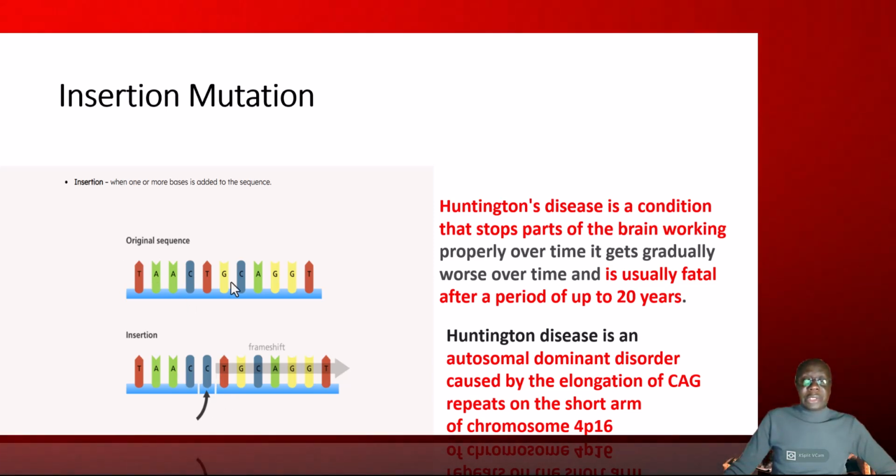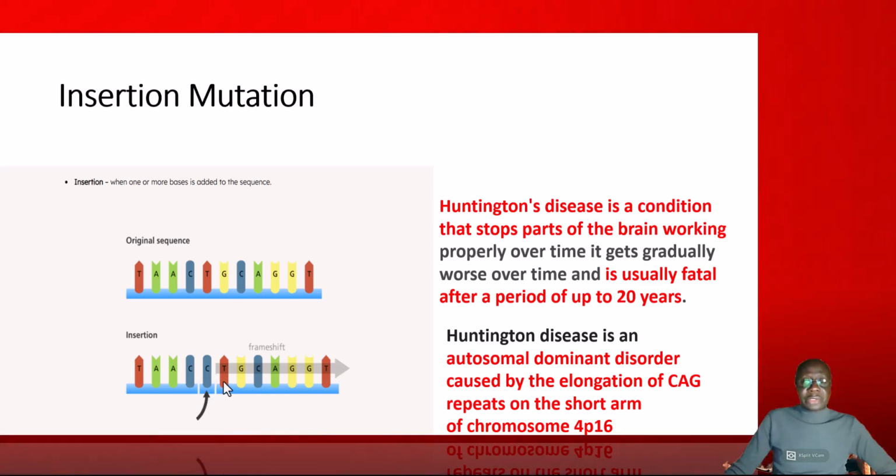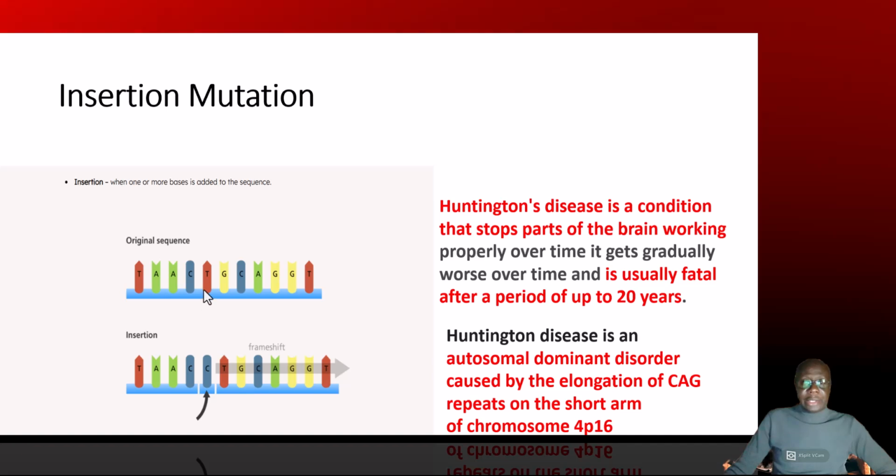And you can see here the original sequence was TAACTGCAGGT. But here there is something inserted. One C is inserted here, which is a cytosine. So you have thymine, adenine, cytosine, cytosine. Instead it should have been cytosine, thymine, and guanine, like it is here, cytosine, thymine, and guanine.